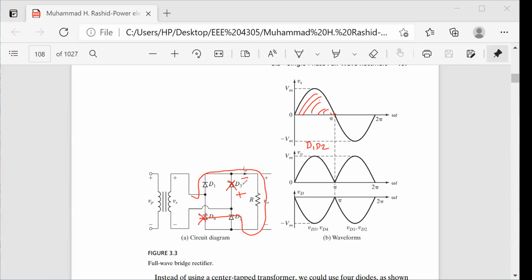When D1 and D2 are conducting, what should be the voltage across D1 and D2? So 0. And when D3 and D4 are not conducting, what should be the voltage across VD3? Infinity. Not conducting, sir. So you have to apply the Kirchhoff voltage law. I'm drawing, okay?